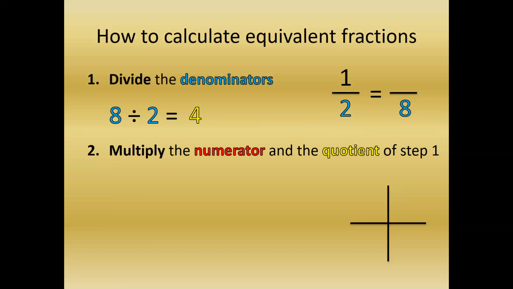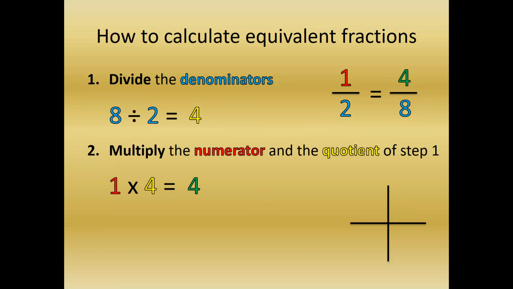All right, and then step number 2 is to multiply the numerator and the quotient of step number 1. So the numerator is which number? 1. And the quotient we know is 4, so we have to do 1 times 4, which is equal to 4. So that means our number that has to go above 8 would be 4. So 1/2 is equal to 4/8.